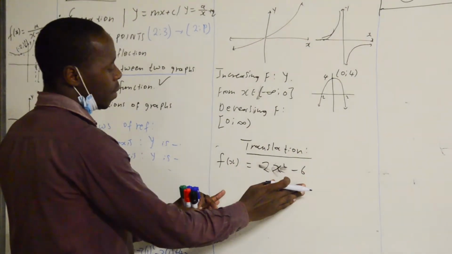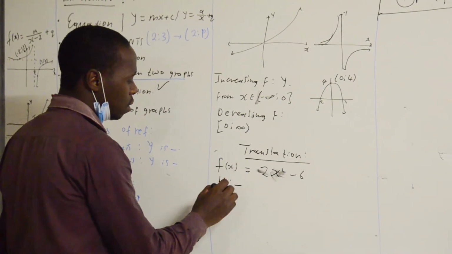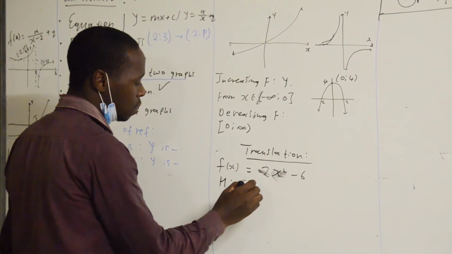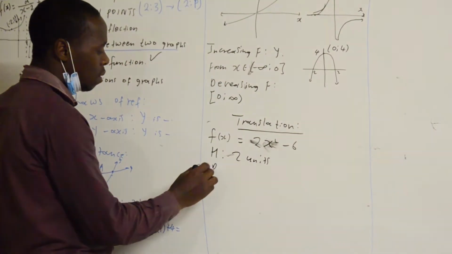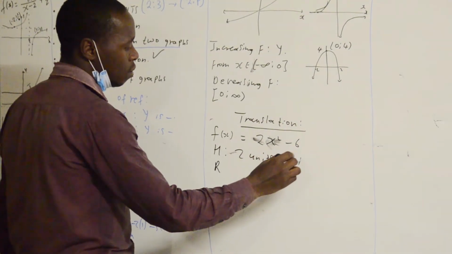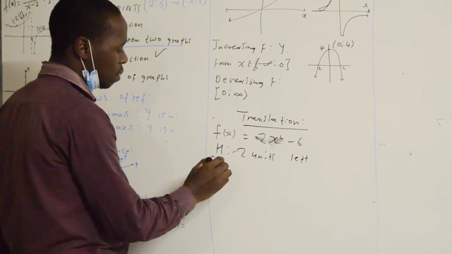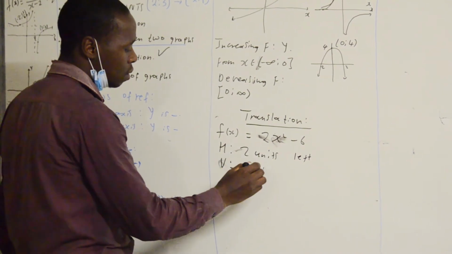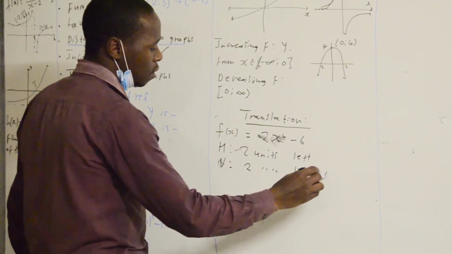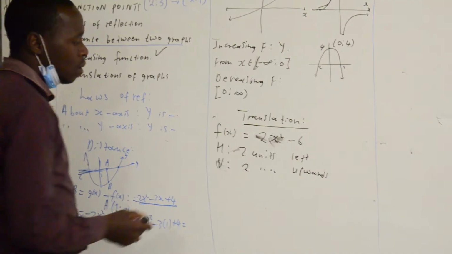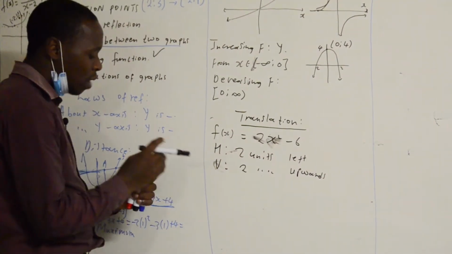Then if they say the graph is shifted horizontally 2 units to the left, then vertically 2 units upwards. Just making an example. That means your shift is made here on x and y. There is something I want you to understand.